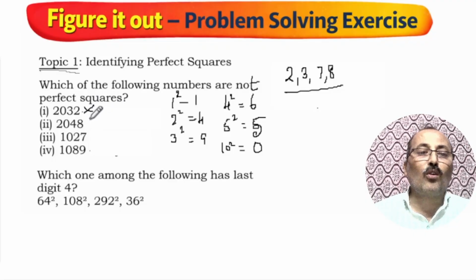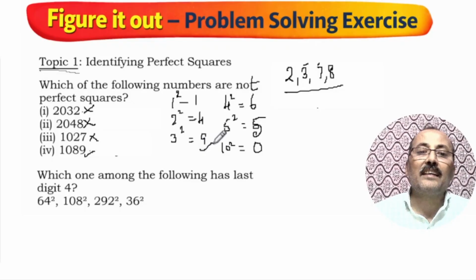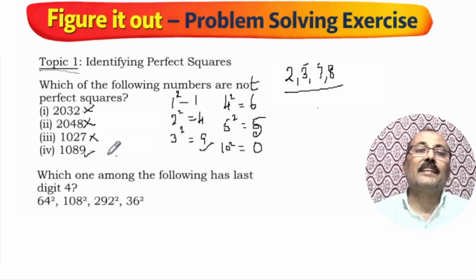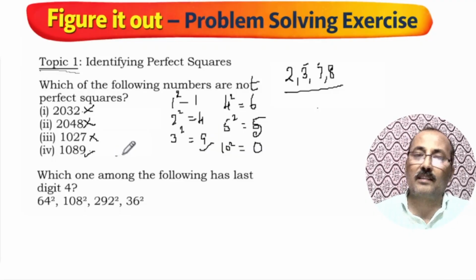The next one ends with 8, so it is also not a perfect square number. Next, 1027, no, it is not a perfect square because it comes under this category. And 9 comes under this category, but we can say that it may or may not be a perfect square. We cannot say compulsorily it is a perfect square. For that, I have shown examples in the patterns video. If you have not seen it, please watch that video and come back.